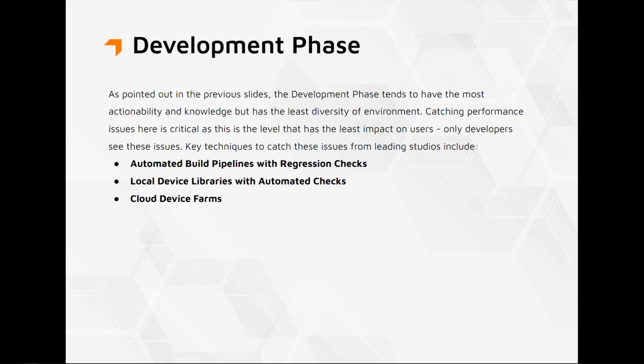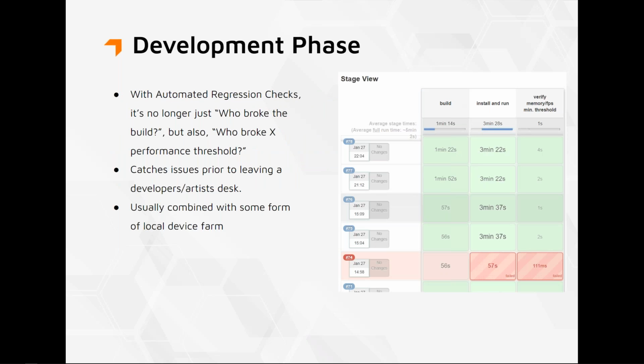So the really successful studios that we've worked with that are working on this tend to do 2 or 3 things. The first thing they do is they have automated build pipelines with regression checks. They'll usually have a local device farm or library with an automation system put into it. And then some of the more advanced studios are using cloud device farms to test for basic regressions across a wide swath of devices.